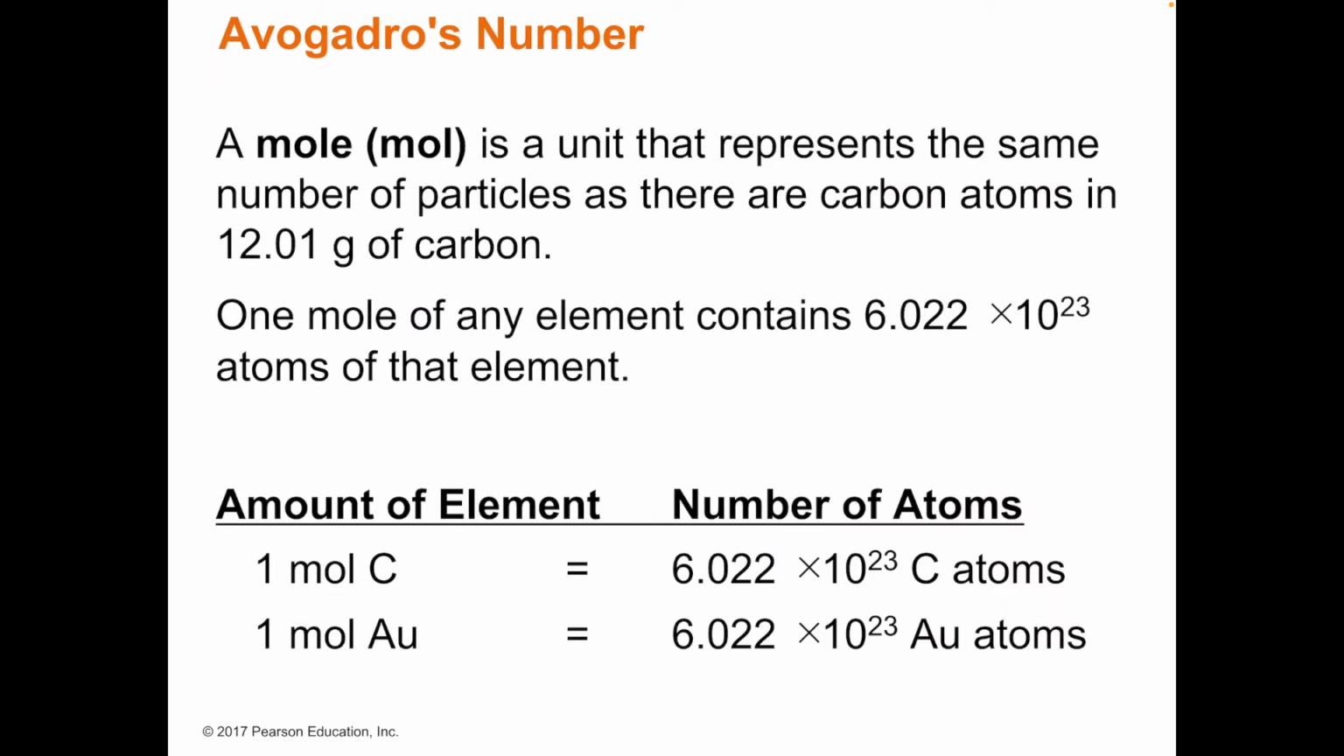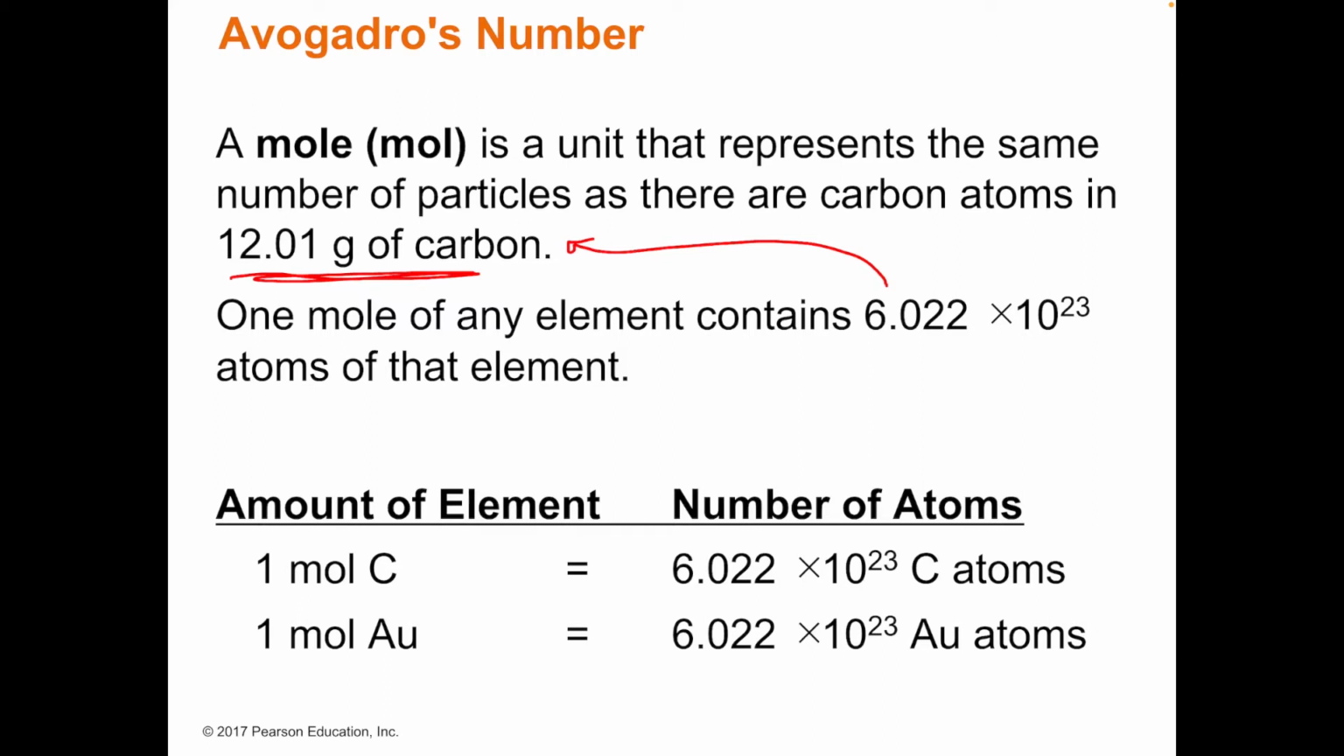So a mole is a unit that represents the same number of particles as there are carbon atoms in 12.01 grams of carbon. Mostly in chemistry, when we're going to define something, we will base it off of carbon. And in this case, that's true as well. So what they did was they took 12.01 grams of carbon, which is the molar mass of carbon from the periodic table. And if you take 12.01 grams of carbon and carefully count one by one each one of those atoms, you will get that there are 6.022 times 10 to the 23rd atoms of carbon in 12.01 grams of carbon.